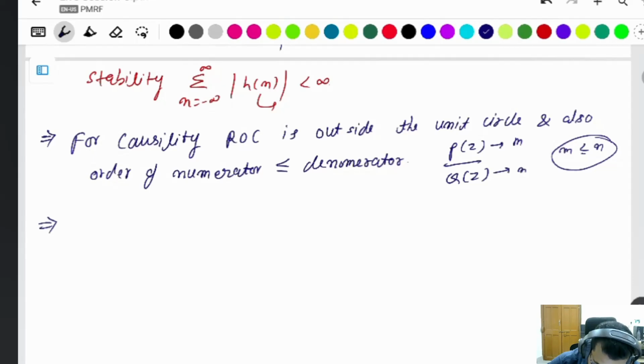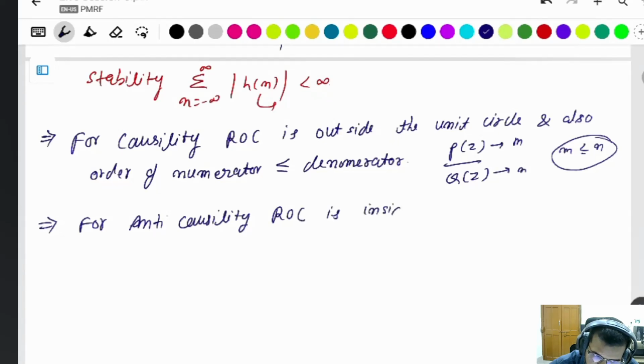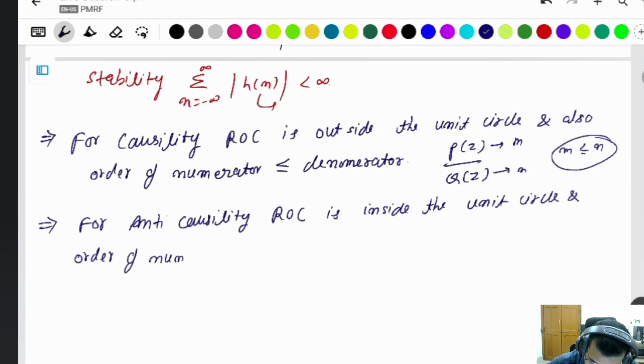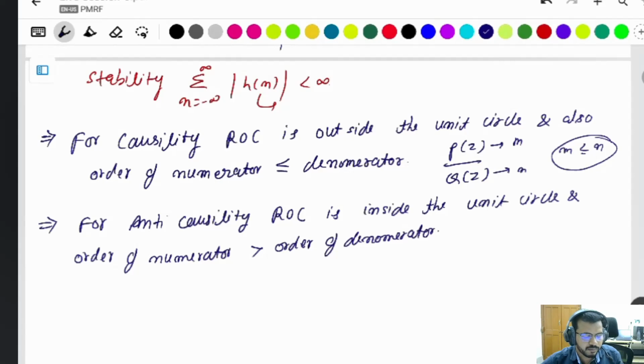Second thing, for the anti-causal system, the ROC is inside the unit circle, and the order of the numerator should be greater than the order of the denominator in this case.